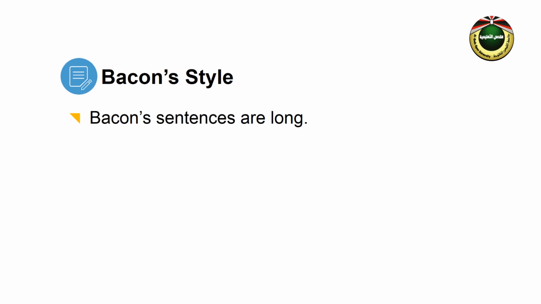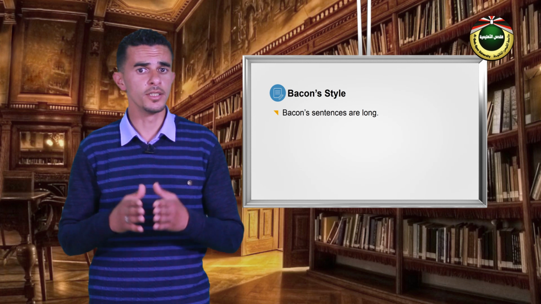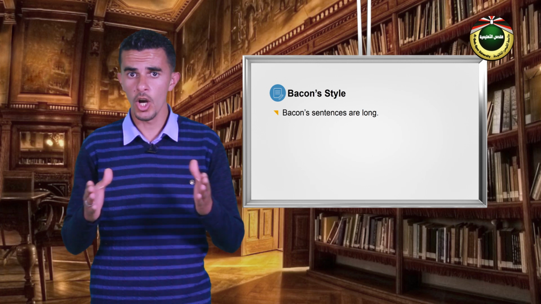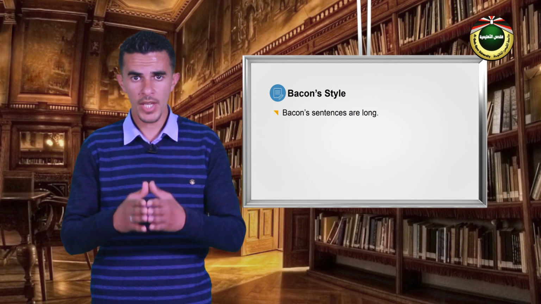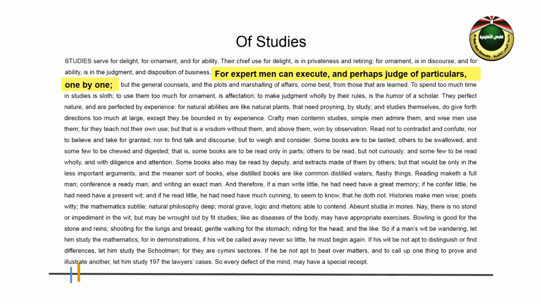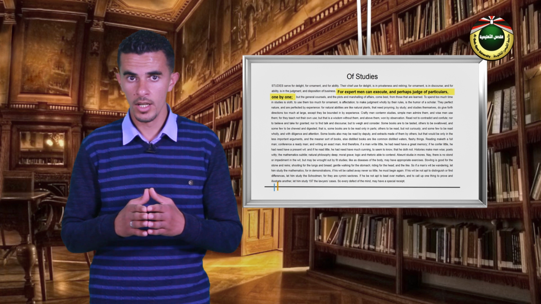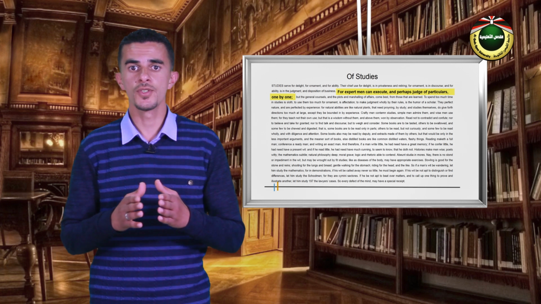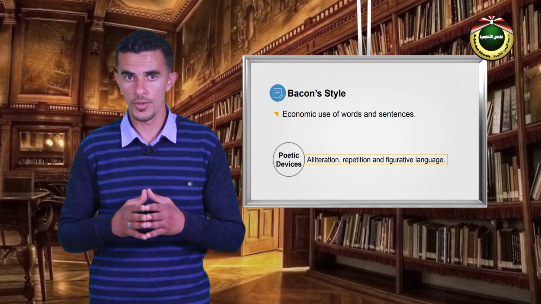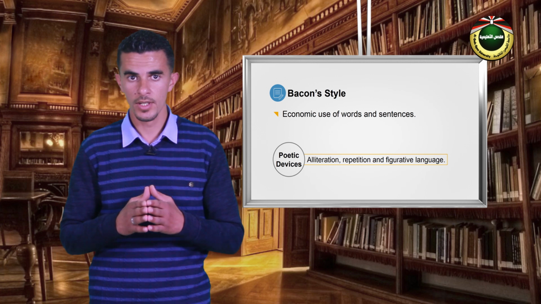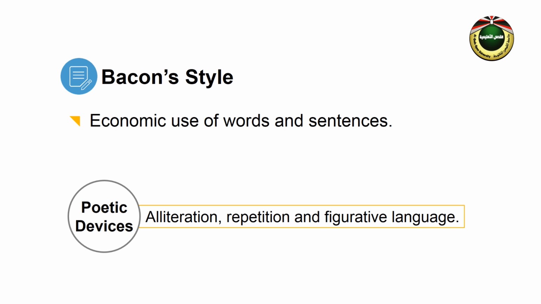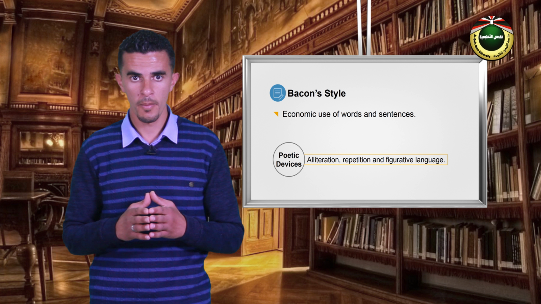Bacon's sentences are long, but they are divided into smaller sections using commas for clarity. For example, Bacon says that for expert men can execute and perhaps judge of particulars one by one. Another characteristic of Bacon's style is his economic use of words and sentences. Bacon also uses some poetic devices such as alliteration, repetition, and figurative language.